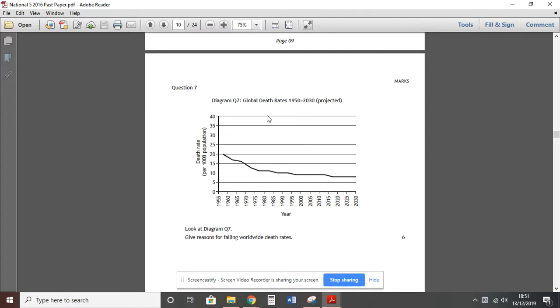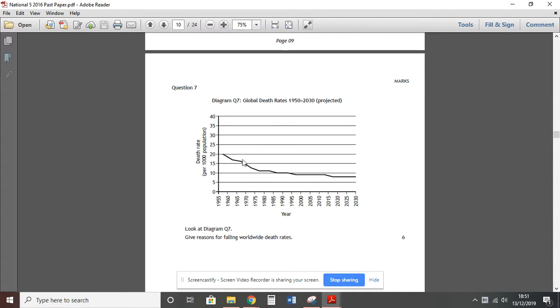A couple of other factors, we have now worldwide vaccination programs against a range of diseases that used to kill people in large numbers. Because of that, our children are being born and being vaccinated and therefore can never die of these killer diseases.